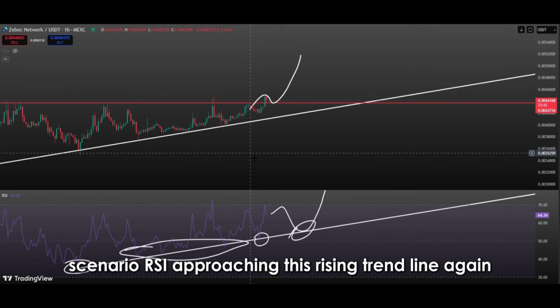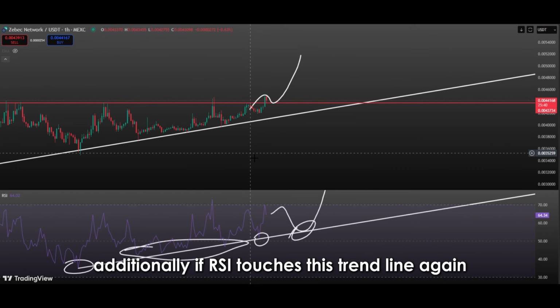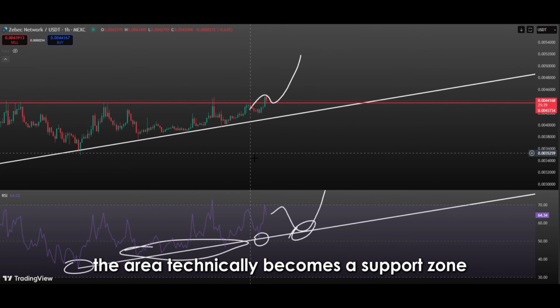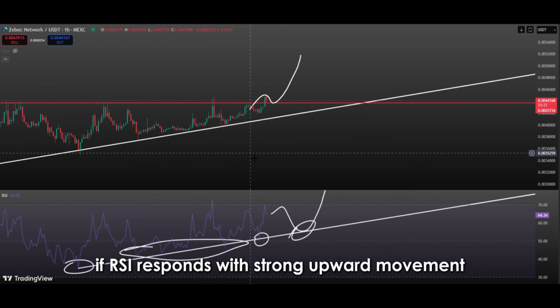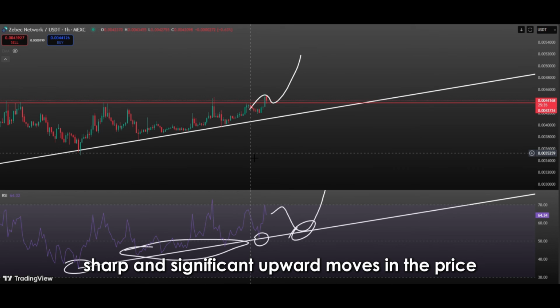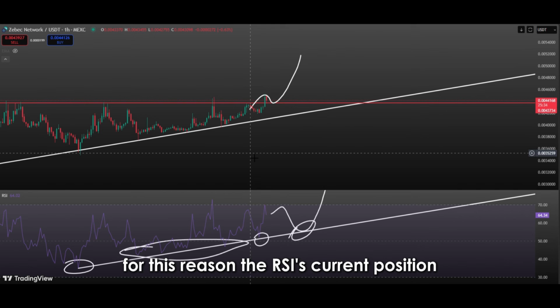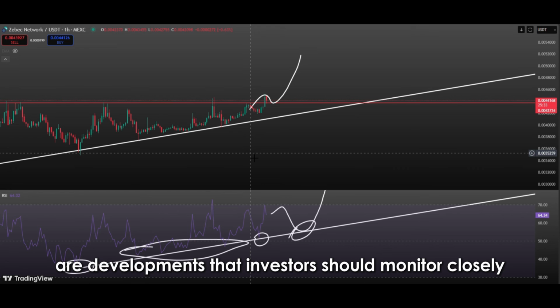RSI approaching this rising trend line again and bouncing from it would paint a technically reassuring picture. Additionally, if RSI touches this trend line again, the area technically becomes a support zone, and the reaction from this level could make future upward RSI breakouts even more meaningful. If RSI responds with strong upward movement from this point, it may also signal sharp and significant upward moves in the price. For this reason, the RSI's current position and its potential to approach the trend line again are developments that investors should monitor closely.